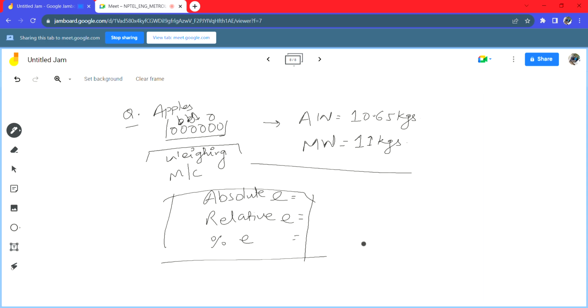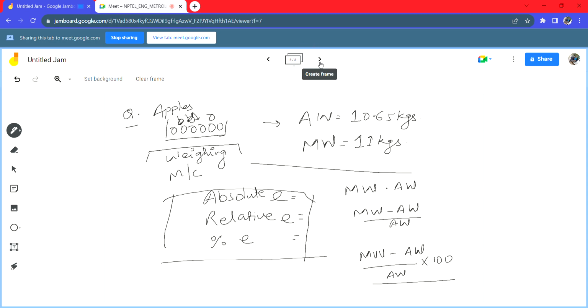So the absolute error is the measured weight minus the absolute weight. The relative error is measured weight minus the absolute weight by the absolute weight. And the percentage error is the measured weight minus absolute weight divided by absolute weight into 100. So this problem is understood, and if we get questions related to errors, we can always solve these in the fashion we have discussed.